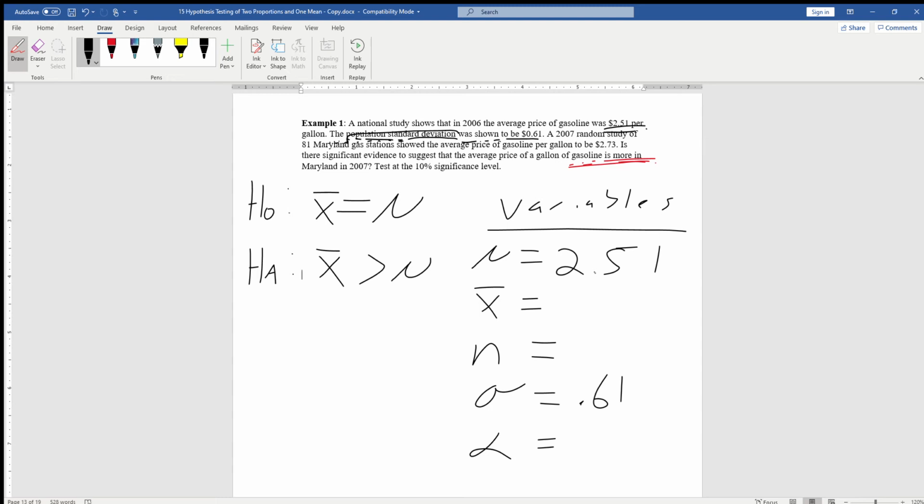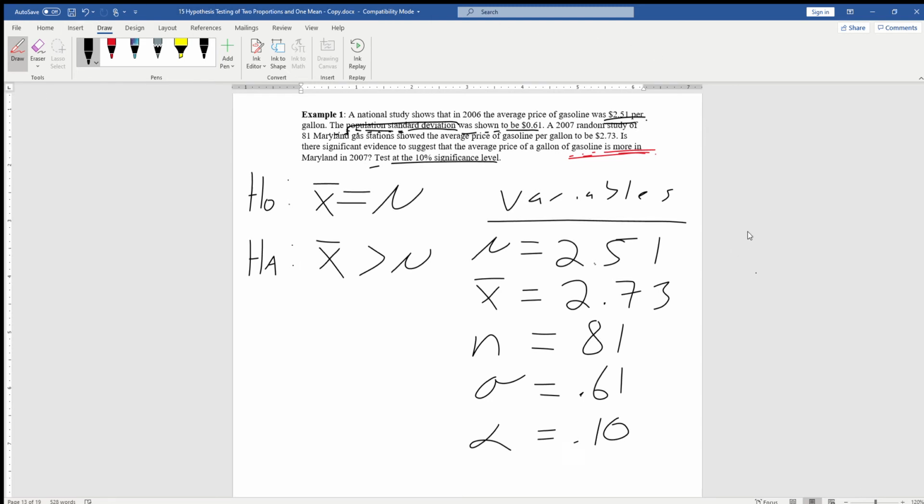We say that there was a random study of 81 Maryland gas stations, so N is 81. And the average price of a gallon of gasoline of those 81 samples is $2.73. Generally, the mean that is associated with the sample is going to be the sample mean. So wherever you find N, whatever mean is associated with that, that's going to be your sample mean. Significance level, 10%, given to us very easily.